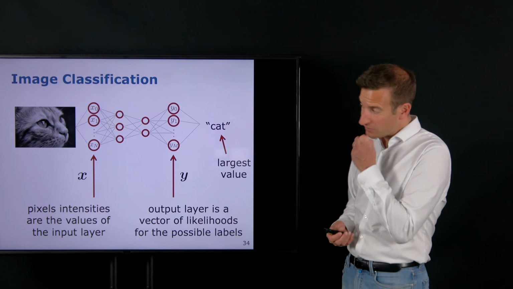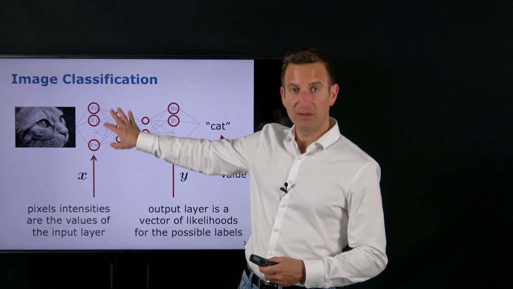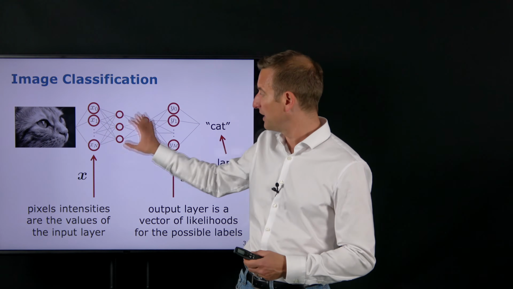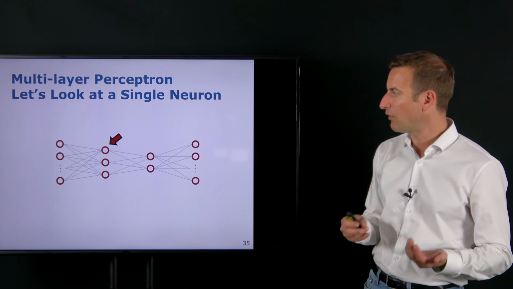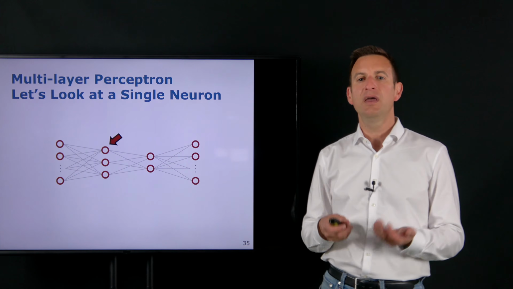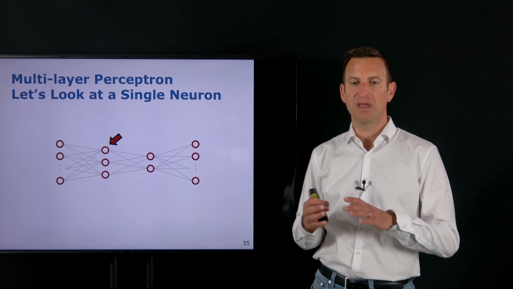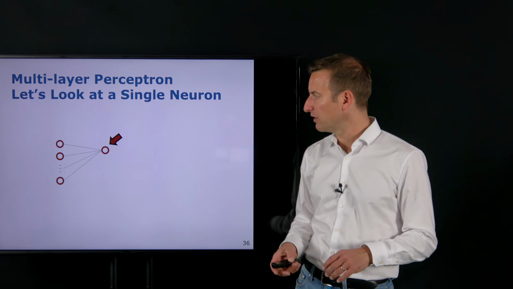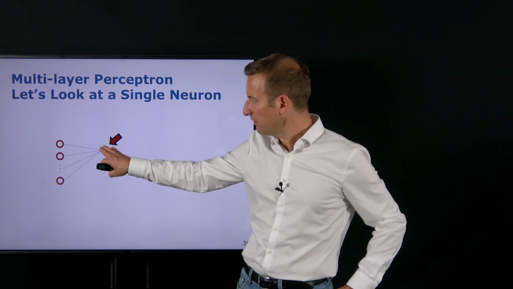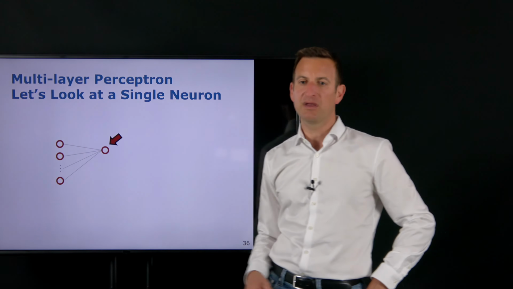Okay, so now what we want to do is understand what happens in between. What happens between this input layer and this output layer? For that, we look into our MLP, and for now we just want to look into a single neuron. So we ignore that it is a whole network and look at one single neuron. We disable everything, we just have this neuron, and it has some incoming connections.